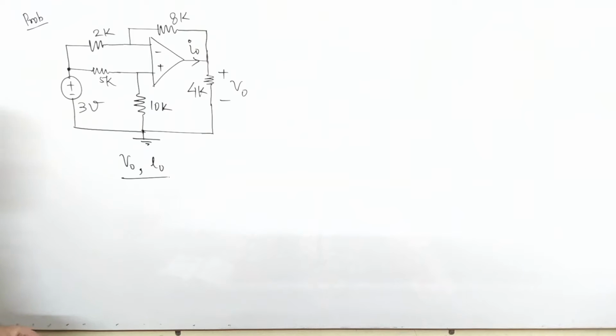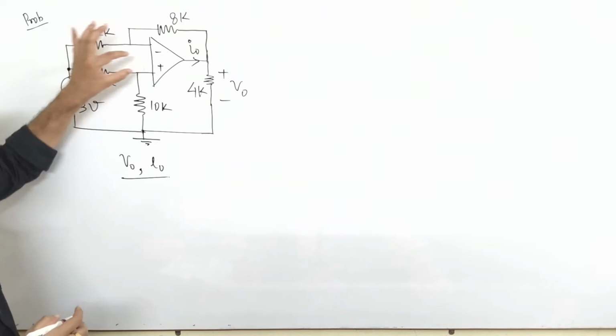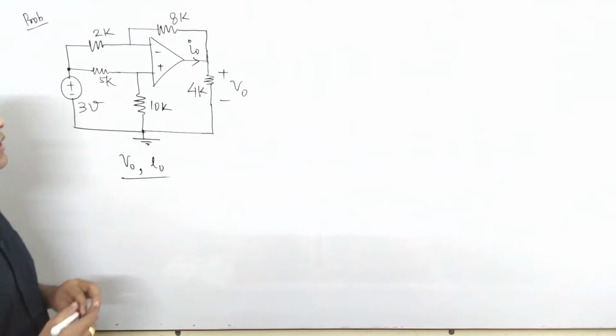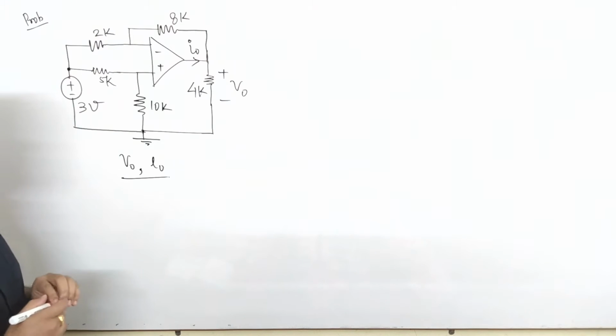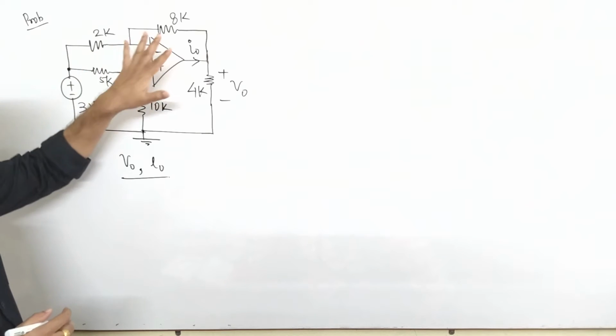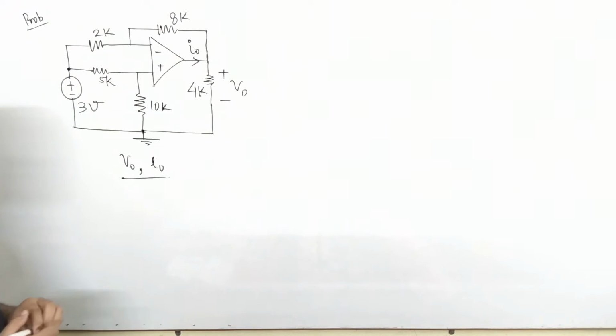Now friend, this is your next problem. In this problem you have to find the value of V0 and I0. Now please try to understand. This is your operational amplifier. Again, this is an ideal operational amplifier, and these are the connections of the resistances connected in this fashion.